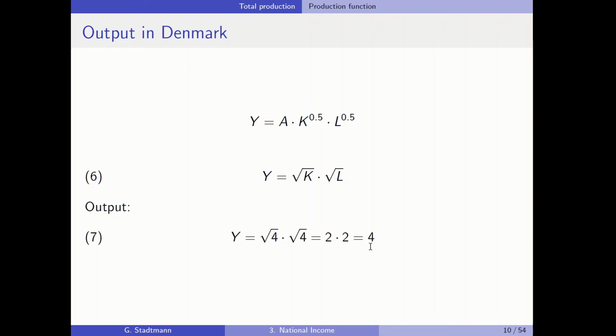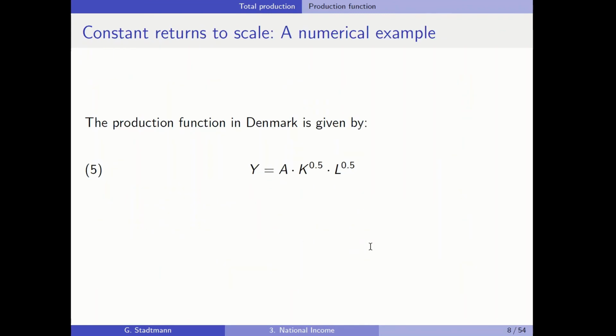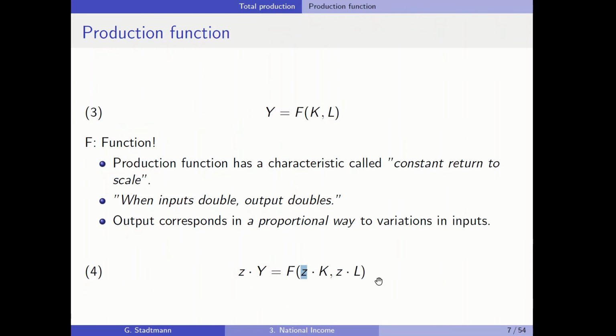Why is this numerical example important? It is important because I would like to show that this production function, which I introduced, has the following characteristic. This production function has constant returns to scale, and this implies when inputs double, output doubles, or output corresponds in a proportional way to variations in input.